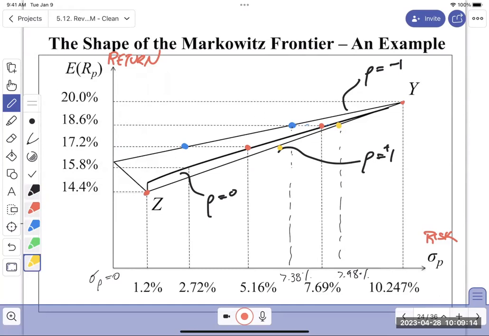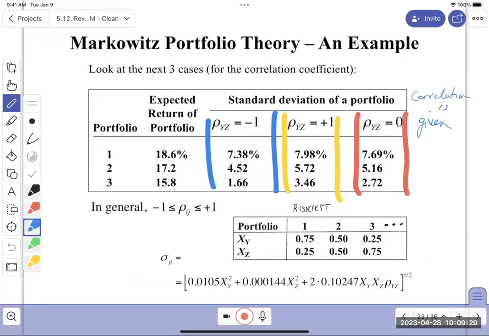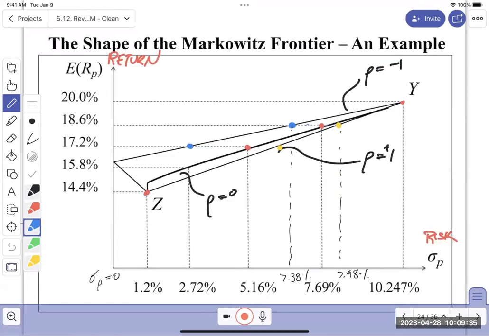Looking at the numbers, oh, this is supposed to be 2.72%. Make it hit right on. So, 17.2.